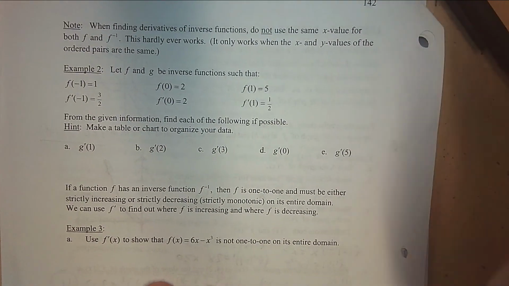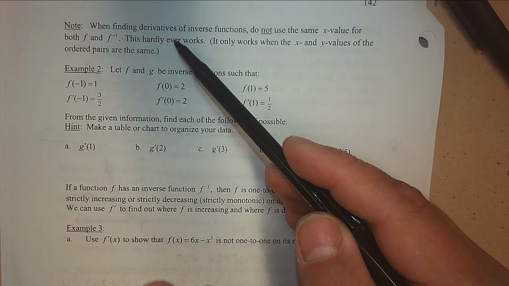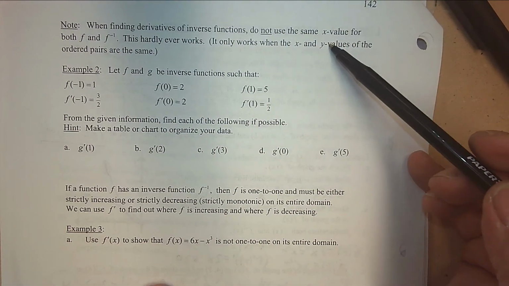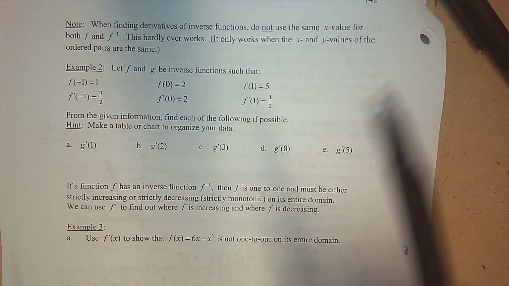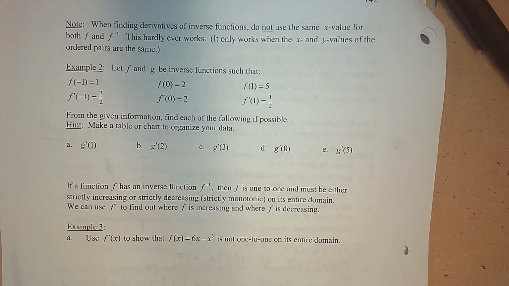This is the point I was trying to make. When finding derivatives of inverse functions, do not use the same x value for both. Why? Because for your inverse, your y value becomes your x. You can't use the same x value twice unless it's the same number for x and y.